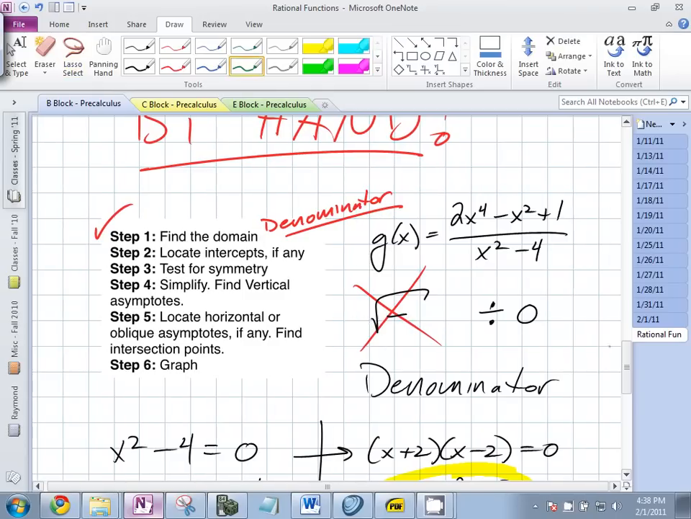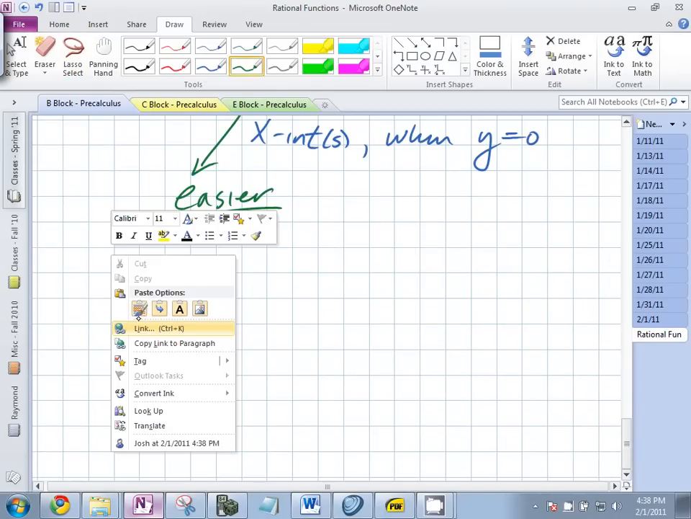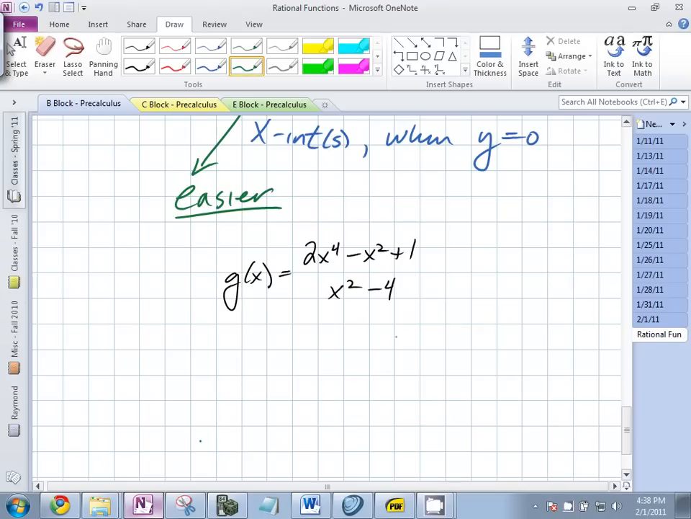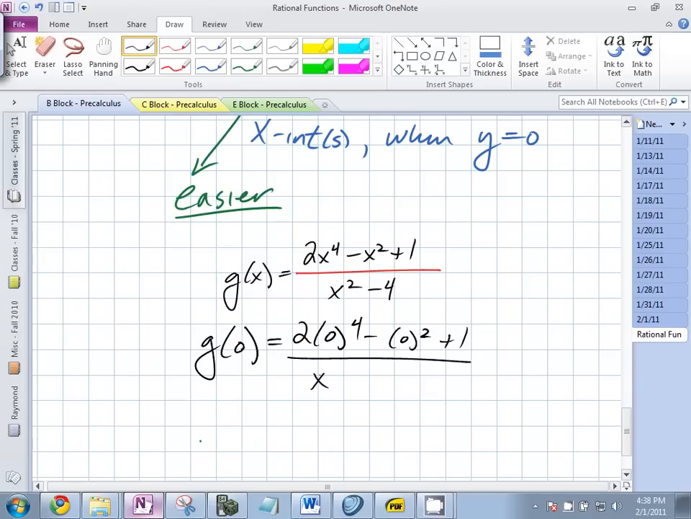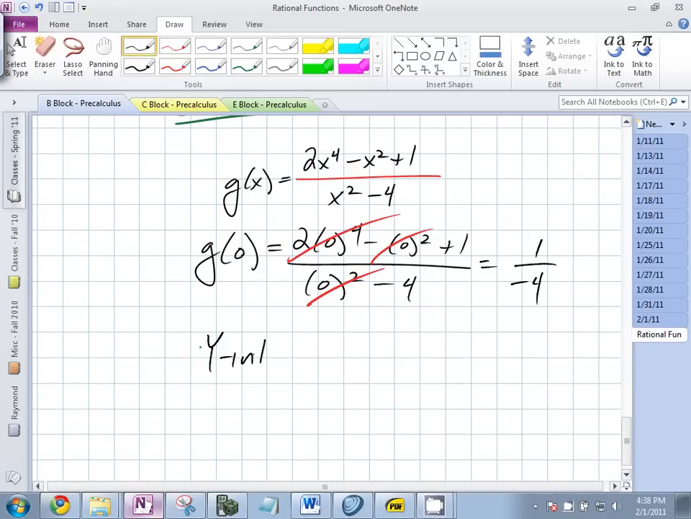The y-intercept in this case would be when x is equal to 0. So if we actually look at g of 0 here, we get 2 times 0 to the 4th minus 0 squared plus 1 over 0 minus 4, which is going to be, because all of these cancel out, 0, 0, 0, we're left with 1 over negative 4. So we now know the y-intercept is equal to 0, comma, negative 1/4.